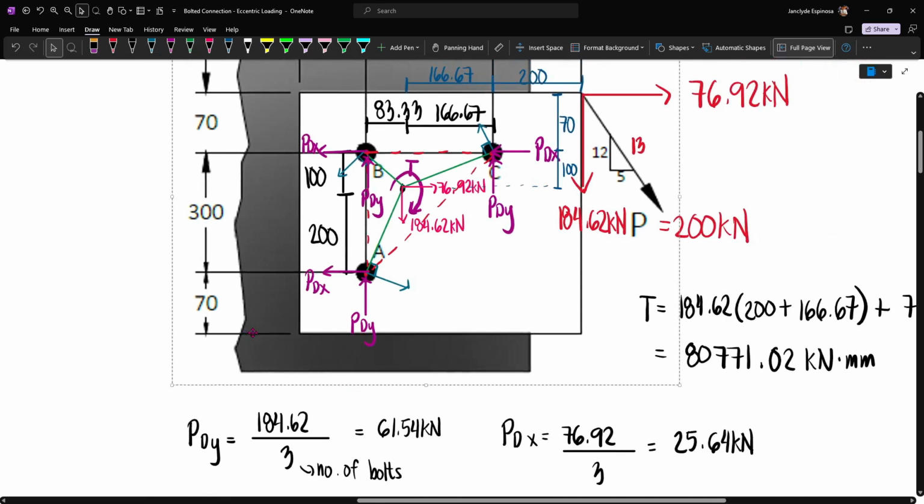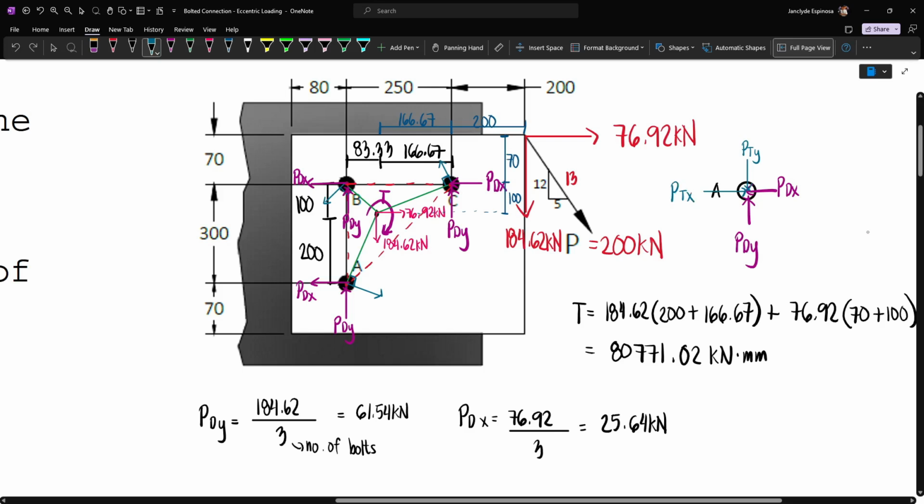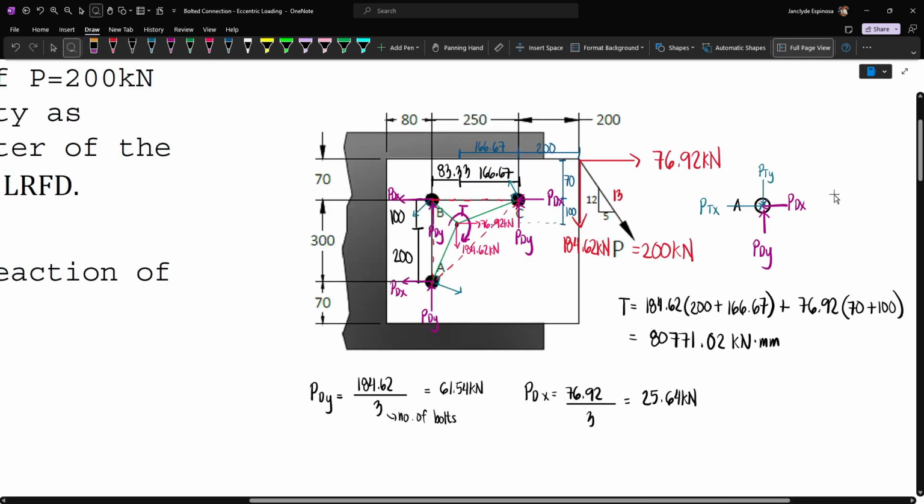Now, this is what's going to happen. For bolt A, we have PDX and PDY, while this force will have vertical and horizontal components going down and to the right, respectively. And so, let's color this one blue. Our PTY is going down, while our PTX is going to the right. Now, sir, what does T mean? Remember that D stands for direct. And so T right here stands for the force due to torsion. And so let me just move this one.